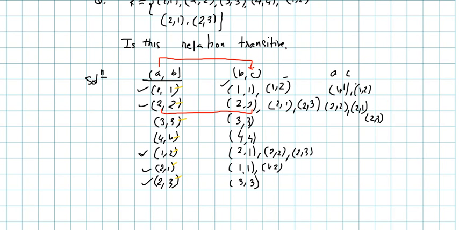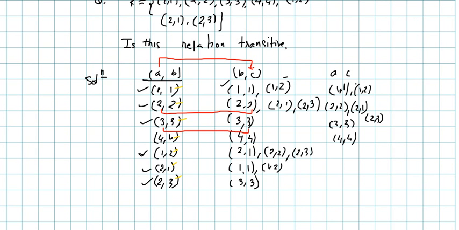Now let us see the next, 3 3. So in this case AC will be what? In this case AC will be 3 and 3. So is 3 3 present here? Yes, 3 comma 3 is present. Very good. Next is 4 comma 4. Yes, 4 comma 4 is also present.